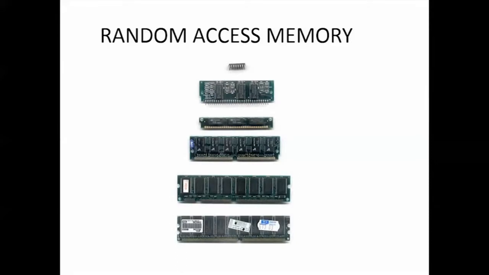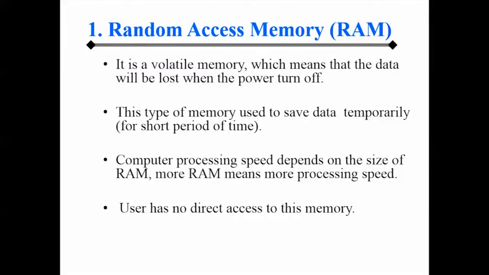Coming to RAM, which is considered to be random access because you can access any memory cell directly if you know the row and the column that intersect the cell, which is also called the address. Now it is a volatile memory, which means that data will be lost once the power is turned off. This type of memory is used to save data temporarily.